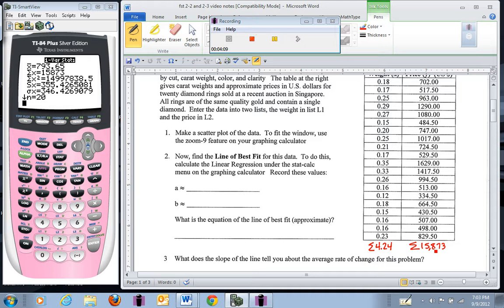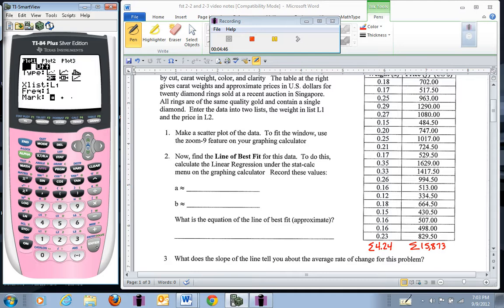Now the scatter plot is going to be under the same place where we found all the other displays that we were graphing in the first chapter. So it'll be where we can find the box and whiskers and where we can find the histogram. So to find that, we're going to go to second y equals.